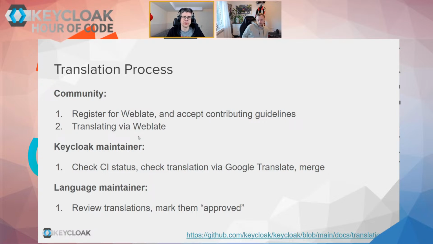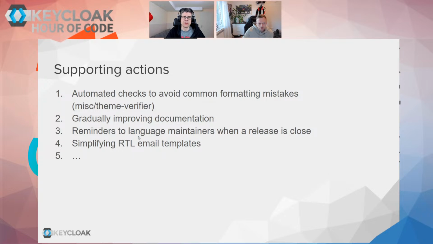And once the translations are in, the Keycloak maintainer will check the CI status, check the translations via Google Translate, and then merge that in Keycloak main. Some days or weeks after, the language maintainer will review those translations and mark them approved. So the translations go from untranslated to translated, done by the community, and the language maintainers then change them from translated to approved. We will see that in a second, I believe. Right. That's the translation process.